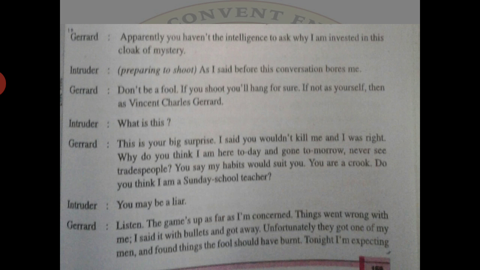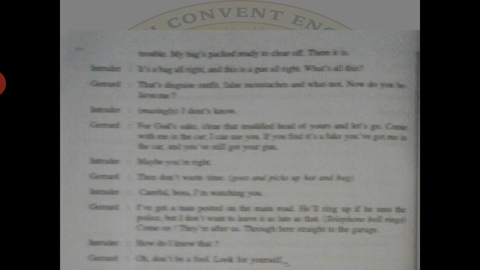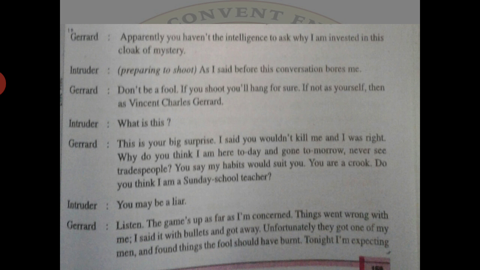The intruder is likely to be hanged as Gerard if he assumes his name on killing him. His bag is full of makeup material and false mustaches, etc. So he keeps them so that he may dodge the police by looking different, and police is reaching soon to this place. So Gerard asks the intruder to follow him to the garage and escape. So he tells a false story to the intruder that he has posted a man on the main road and he will ring him up about the movement of the police.